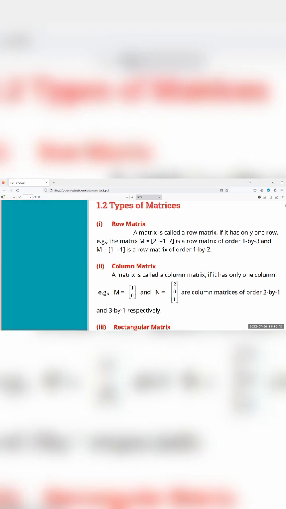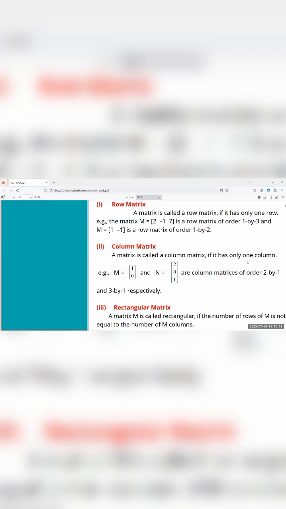Then column matrices. A matrix is a column matrix if it has only one column. This is the definition. Mark the definition of the column matrices. If you just see the example also, M has only one column, then N also has one column. Then it is rectangular matrices.